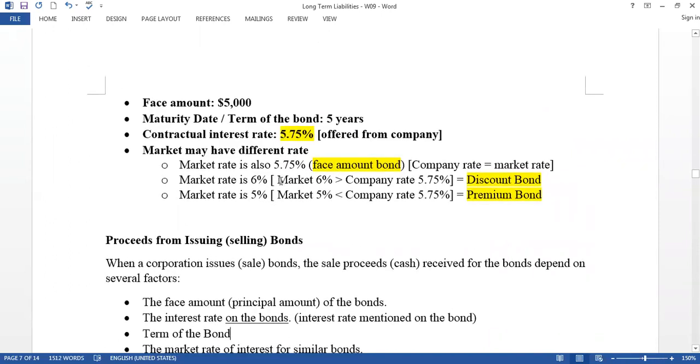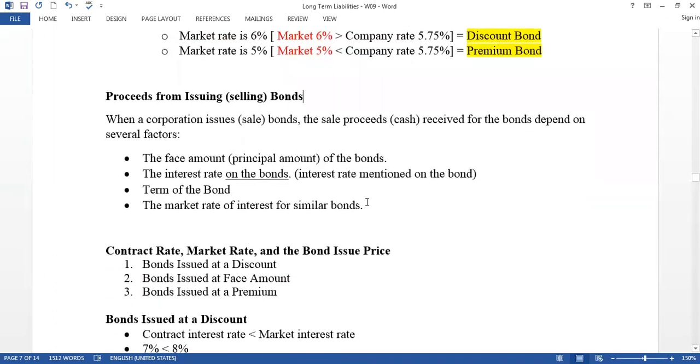Finally, another important point here is the market rate. Another important thing to consider: what is the price of the bond today? It is the market rate. Do you understand? So not only the interest rate mentioned on the bond, we should consider the interest rate in the market, the market demand. Based on these kinds of factors, we are going to determine the price today.